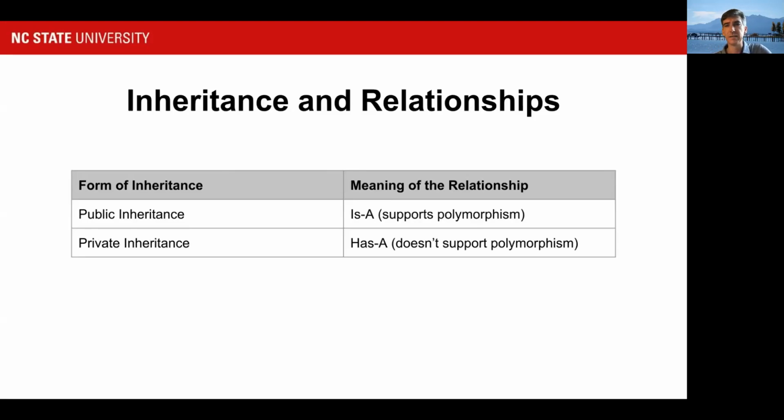So the different kinds of inheritance imply different kinds of relationships. Public inheritance implies the is-a relationship, and that supports polymorphism. Private inheritance implies the has-a relationship, and it does not support polymorphism. So private inheritance is a far more limited kind of inheritance.